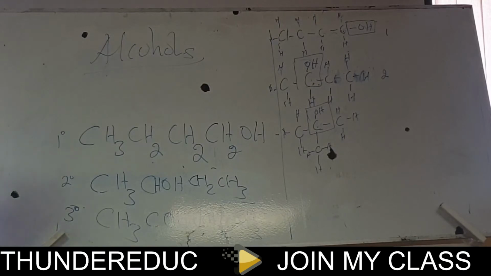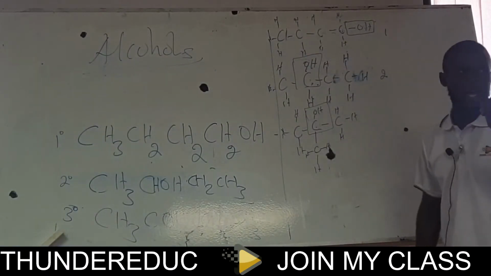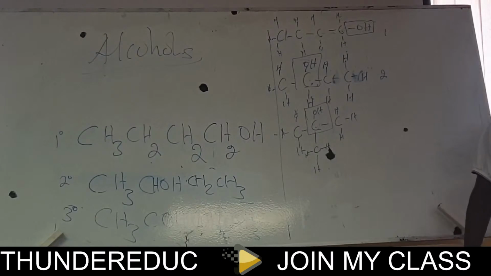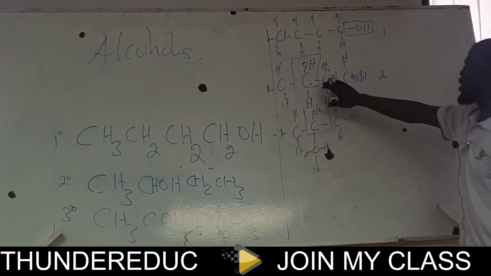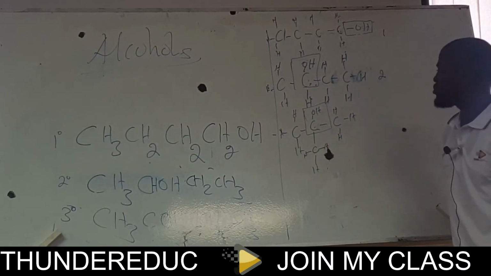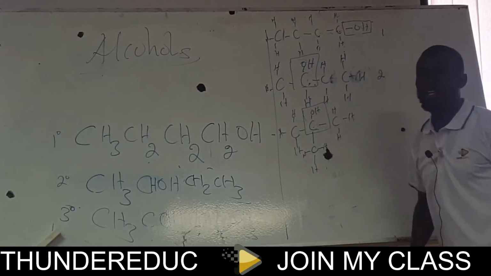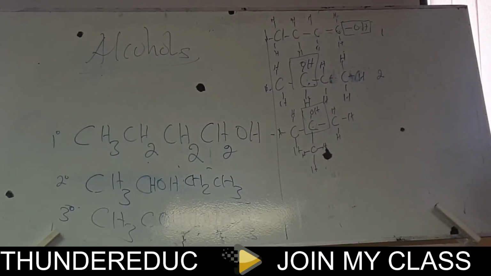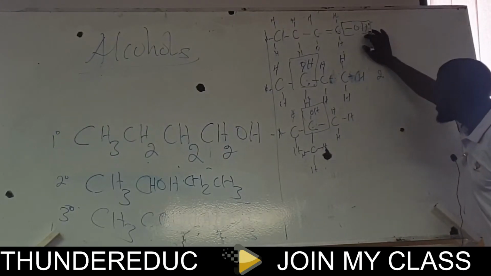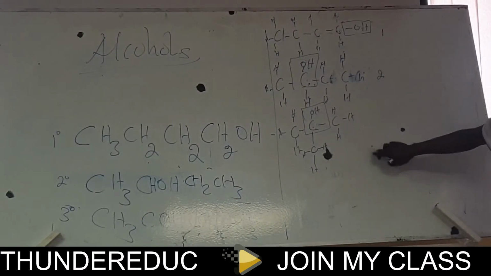Now, you talked about the position isomer. What is a position isomer? Same structural formula, but different position of the functional group. Is it clear? This and this are positional isomers. This and this are positional isomers, while this and this are structure isomers.